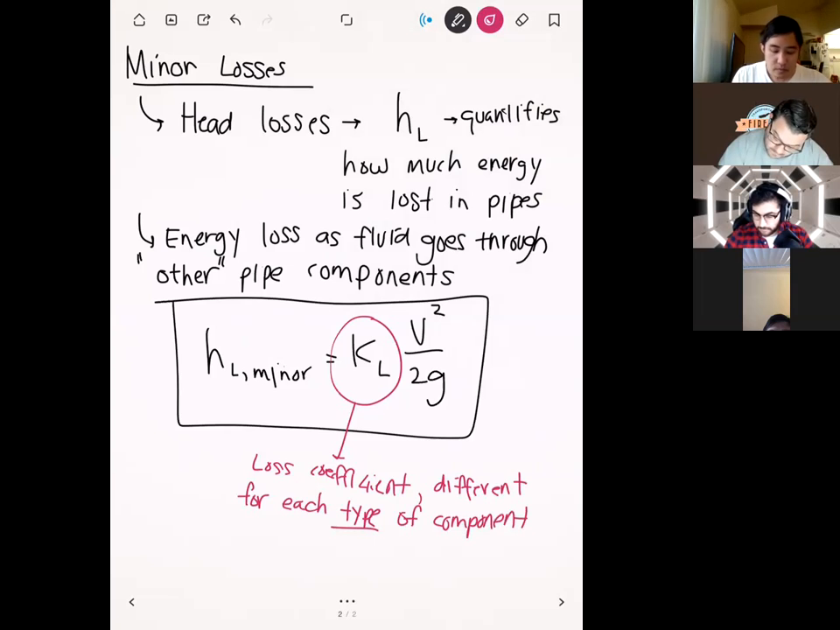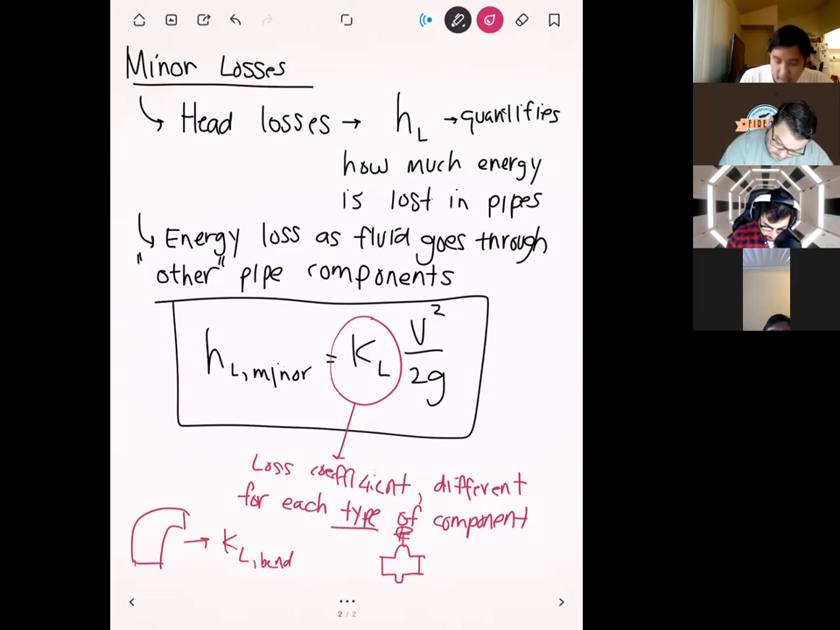Okay. And so some of the components that we talked about before are like an L bend, right? And so an L bend has its own KL. Another component that we talked about was like a valve, right? And so a valve has its own KL. And so the way that you determine these loss coefficients is that you look at your piping system and you see what type of components that you have in there, and then you look up the KL value from a table.